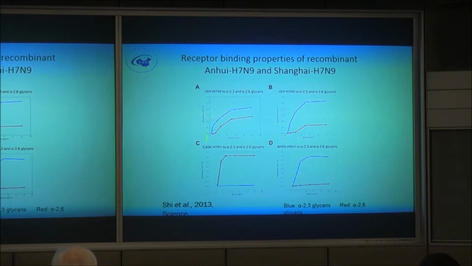When we did all this experiment with Biacore and ELISA-based assays, you can see the Anhui virus binds to both the human receptor and the avian receptor, and the Shanghai virus binds to the avian receptor, with a little bit to the human receptor. That's an early virus. And the controls: the 2009 pandemic virus binds the human receptor, nobody to avian. The atypical H5N1 binds to the avian receptor, almost nobody to the human receptor. This is the virus level.